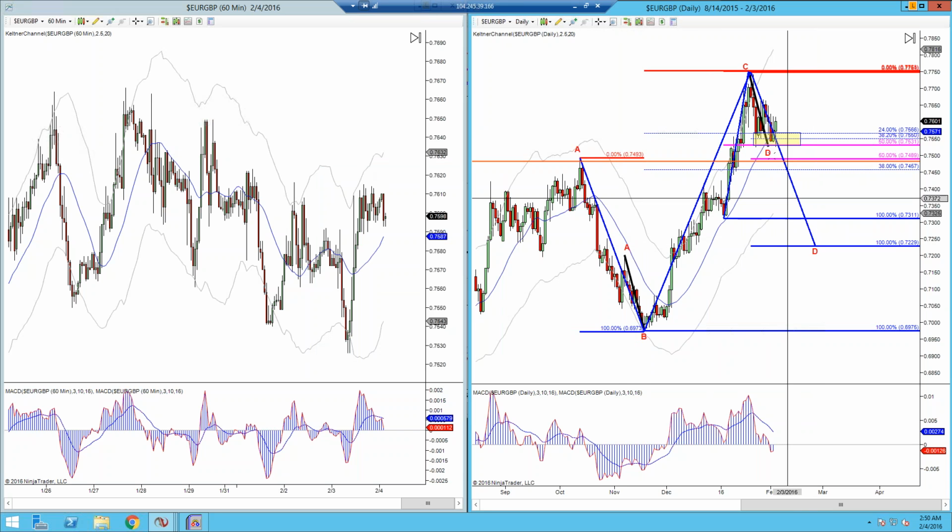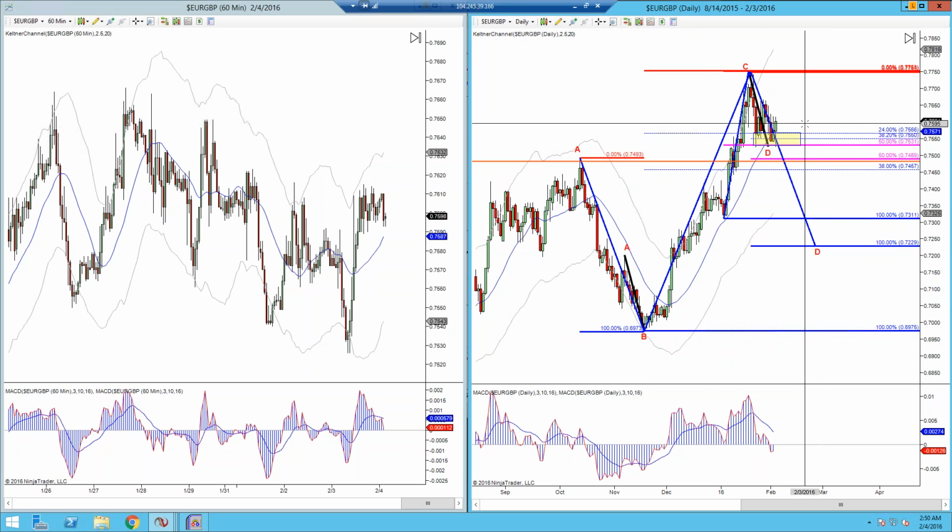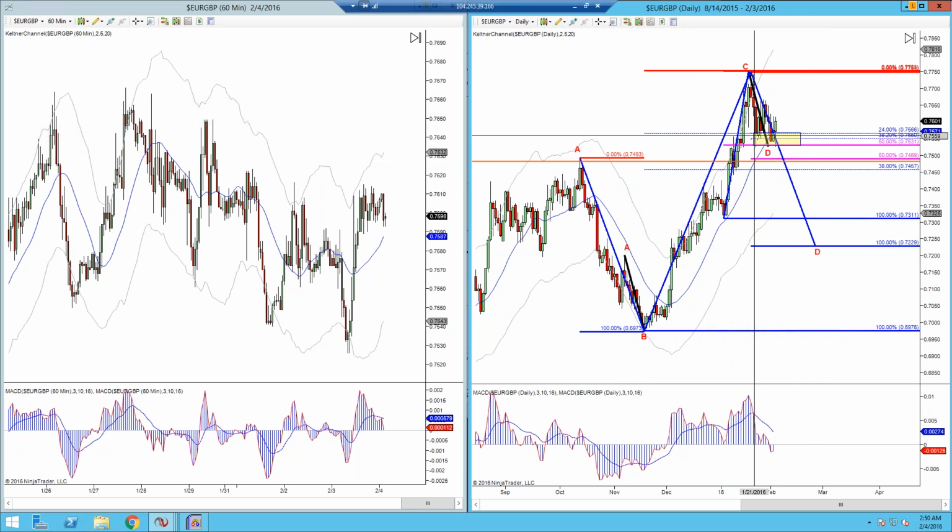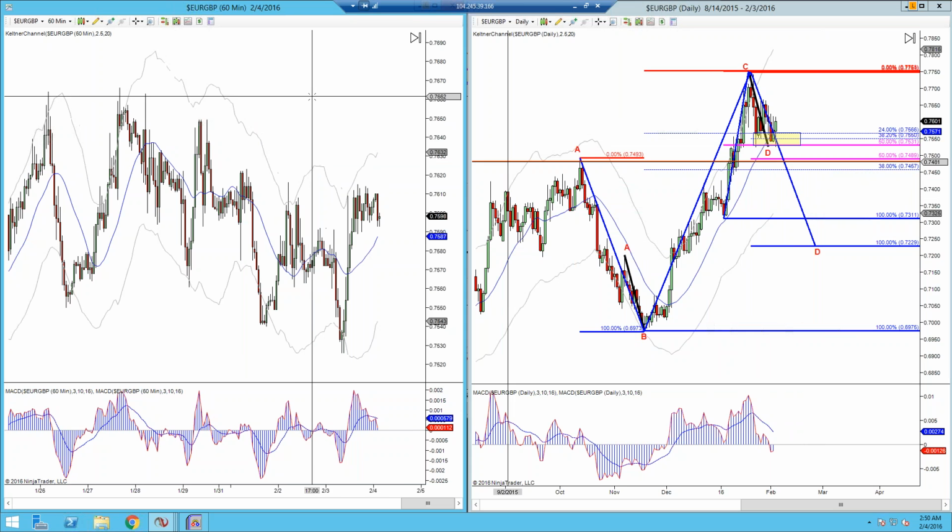So in reality, this D is here, if you think about it. But we'll just lay this in here for argument's sake for now. So what this is telling me is that this whole area is important to watch for retracement and that the market's holding. So yesterday, that's the daily time frame.